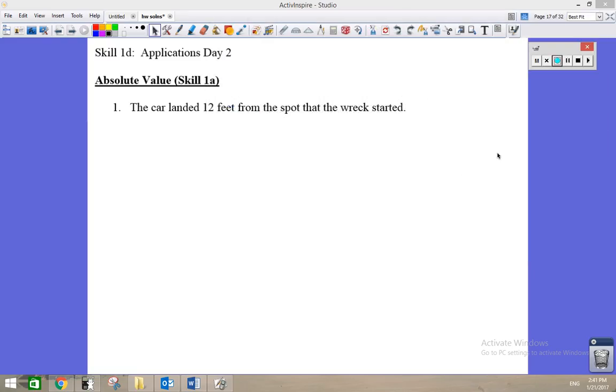All right, so I think this is recording. Let's take a look at some of these application problems that are now wanting us to write absolute value equations here on the first few.